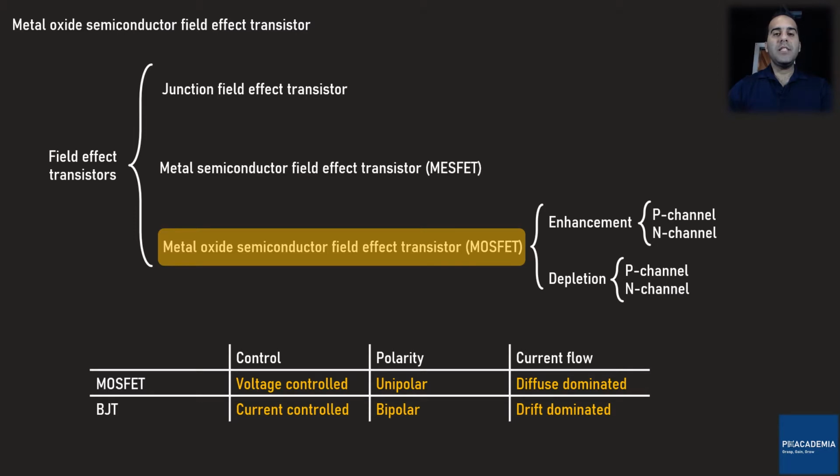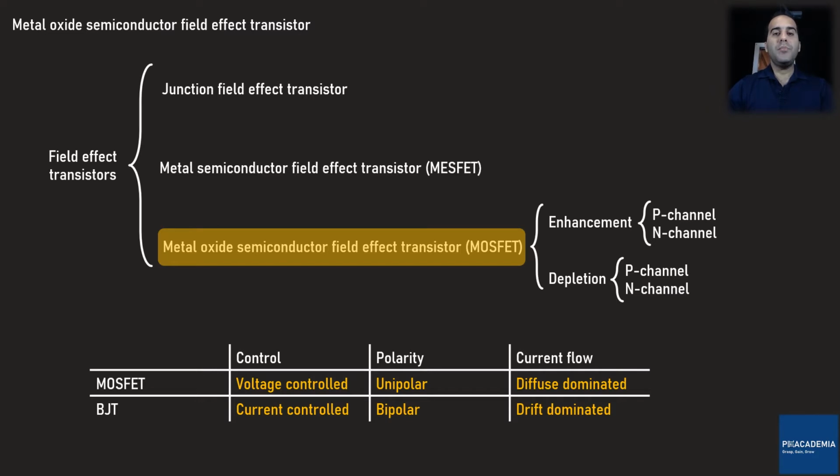The MOSFET is a voltage controlled device. However, the BJT is a current controlled device. In fact, the conductivity of the BJT is controlled by the base current. However, that of a MOSFET is controlled by the gate voltage.